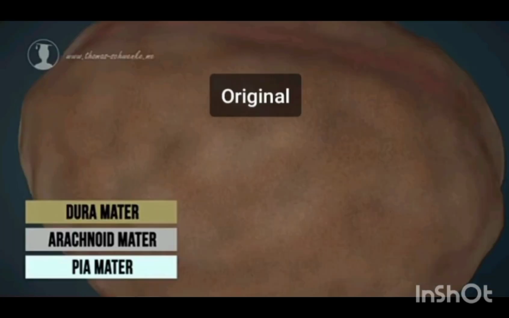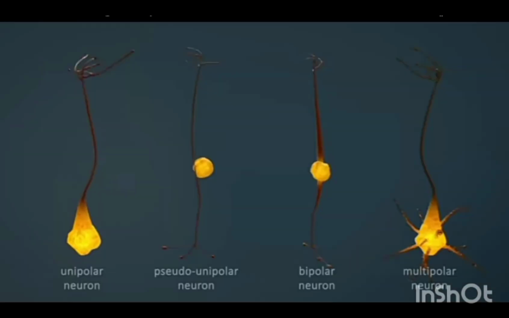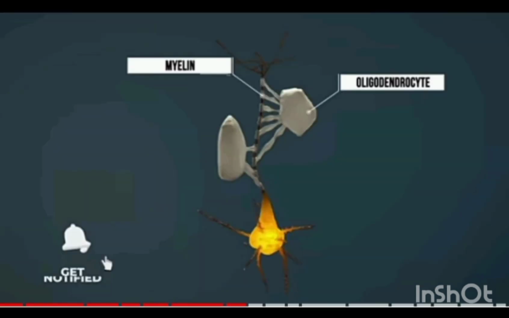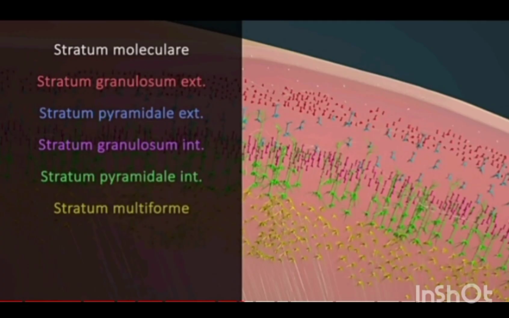Both hemispheres are divided into areas. The central sulcus, which appears here, separates the frontal lobe from the parietal lobe, and the temporal lobe from the occipital lobe. The insular cortex can be found under the frontal, parietal and temporal lobes.